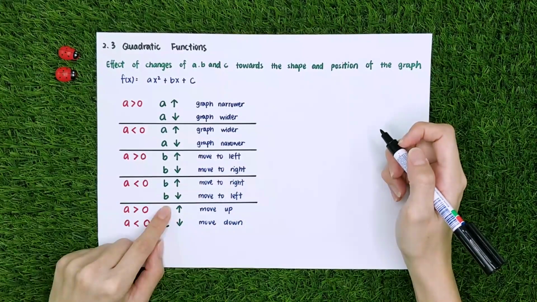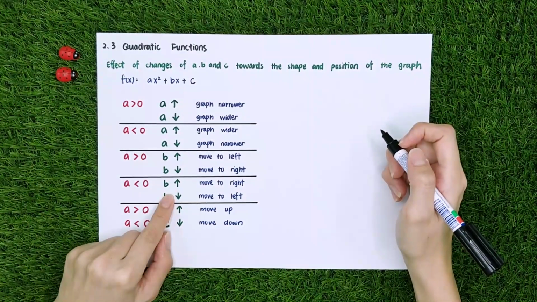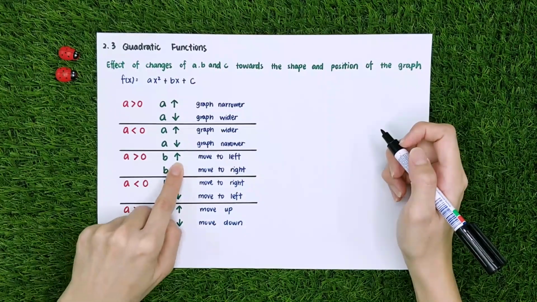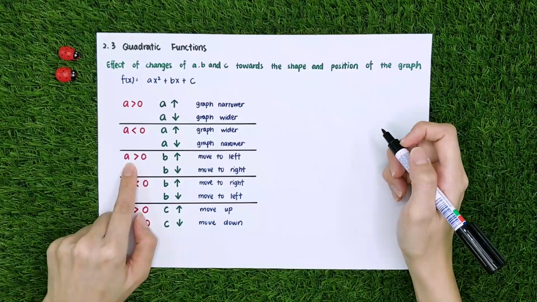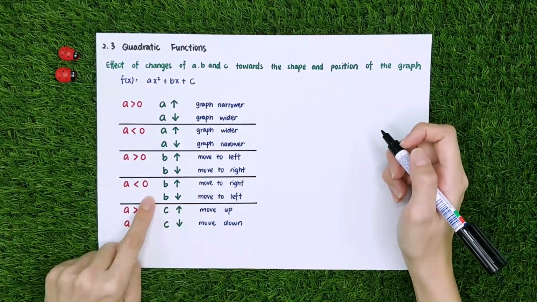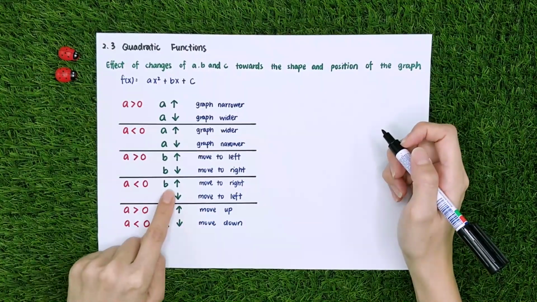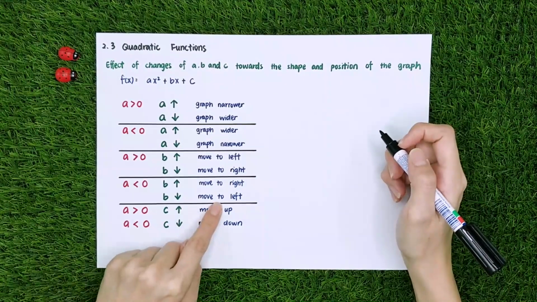Now let us see the effect of changes of coefficient b toward the shape and position of the graph. When a is greater than 0, when b increases, the whole graph will move to the left. When a is greater than 0, when b decreases, the whole graph will move to the right. In another case, when coefficient a is smaller than 0, when b increases, the whole graph will move to the right. And when b decreases, the whole graph will move to the left.